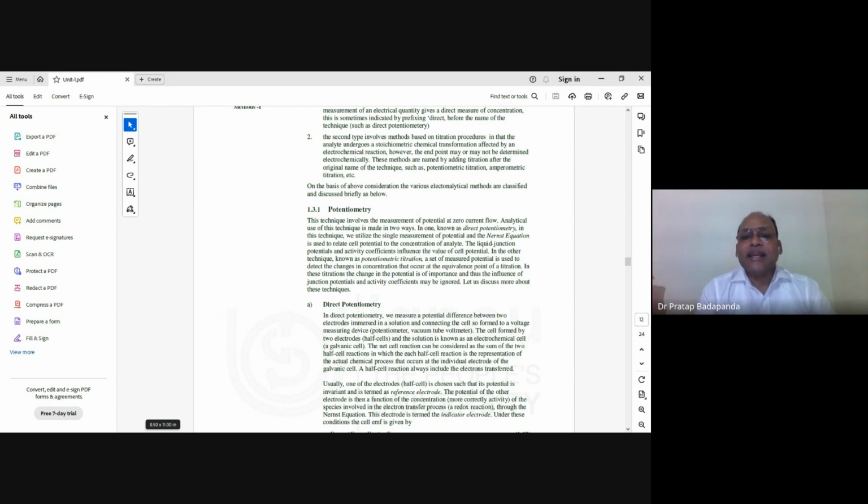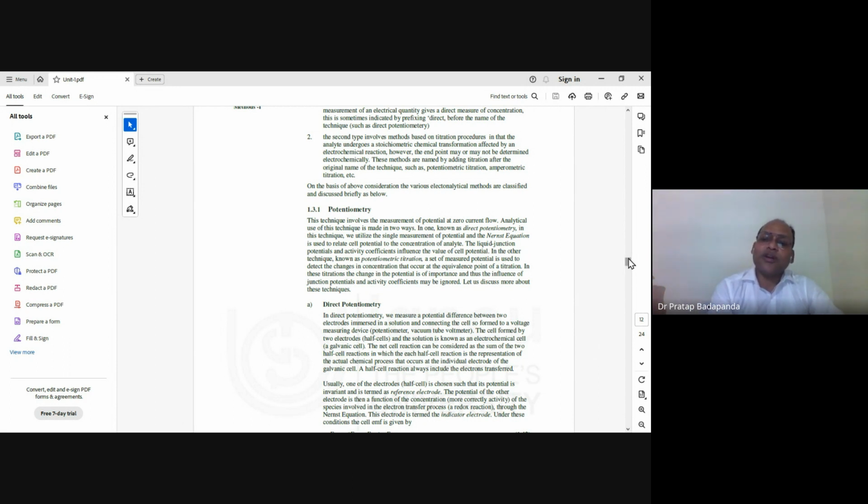Analytical use of this technique is made in two ways. One is known as direct potentiometry. In this technique, we utilize a single potential measurement, and the Nernst equation is used to relate the cell potential to the concentration of the analyte. So there are two methods: one is direct potentiometry, and the second is potentiometric titration.